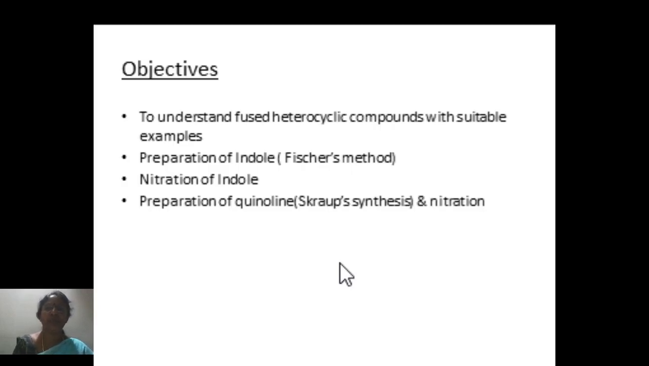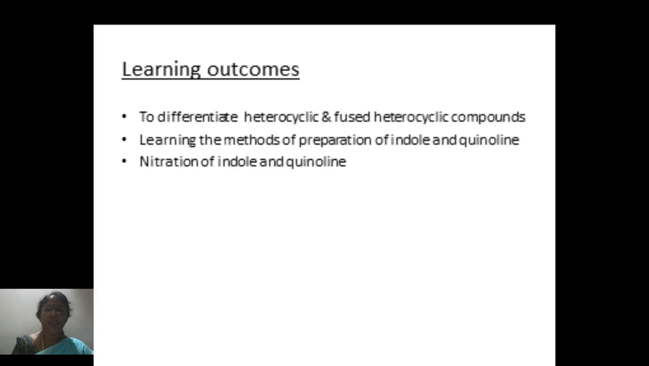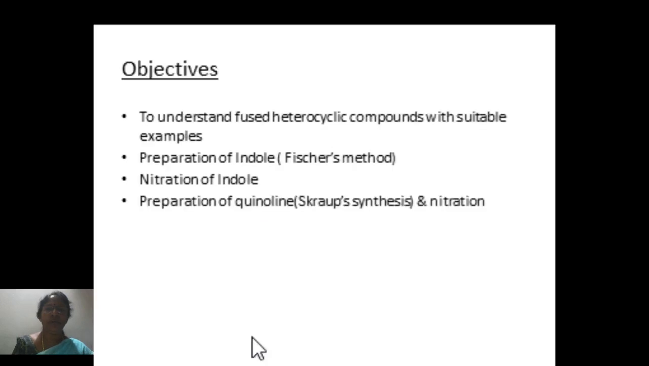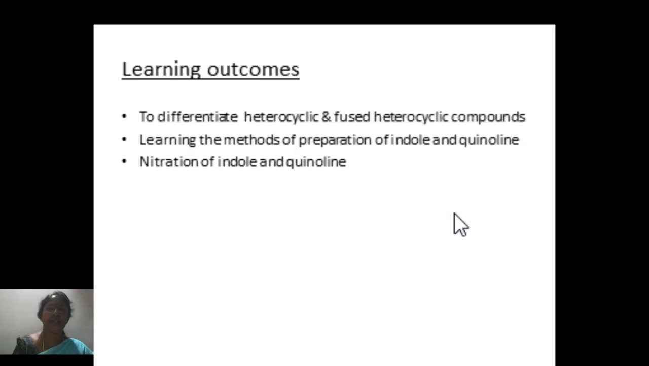Objectives of this session is to understand what are fused heterocyclic compounds and their examples, preparation of indole, nitration of indole, and preparation of quinoline by Skraup's method and how it undergoes nitration. Learning outcomes: to understand what are heterocyclic and fused heterocyclic compounds, methods of preparation of indole and quinoline, nitration of these two compounds.